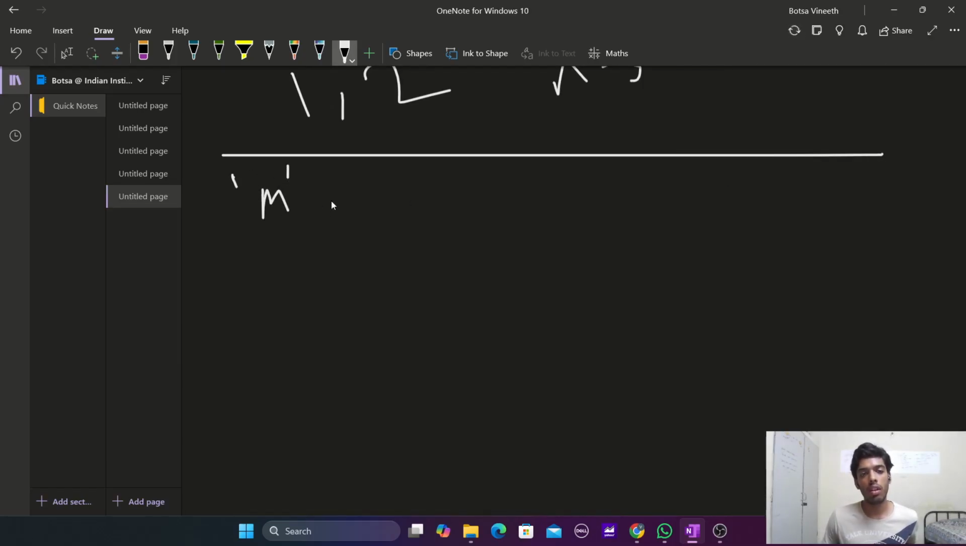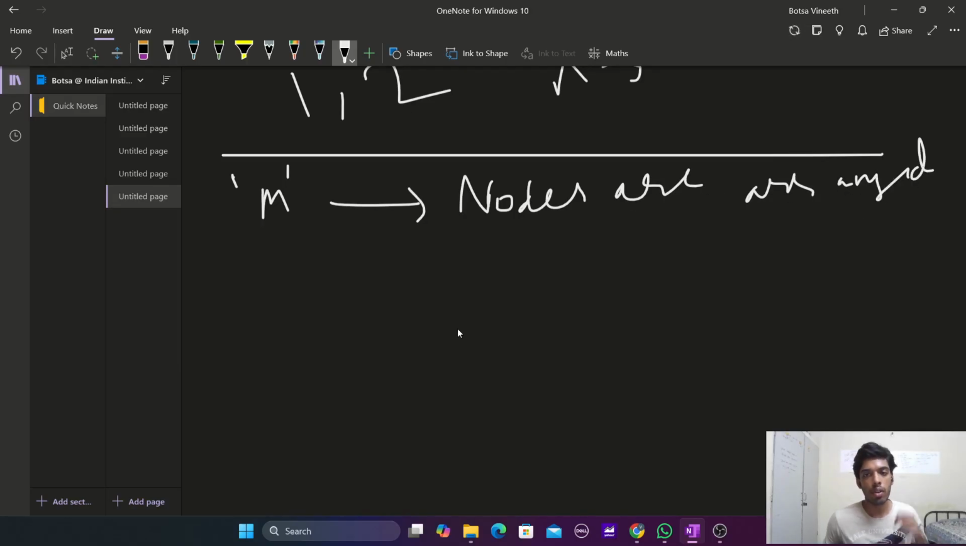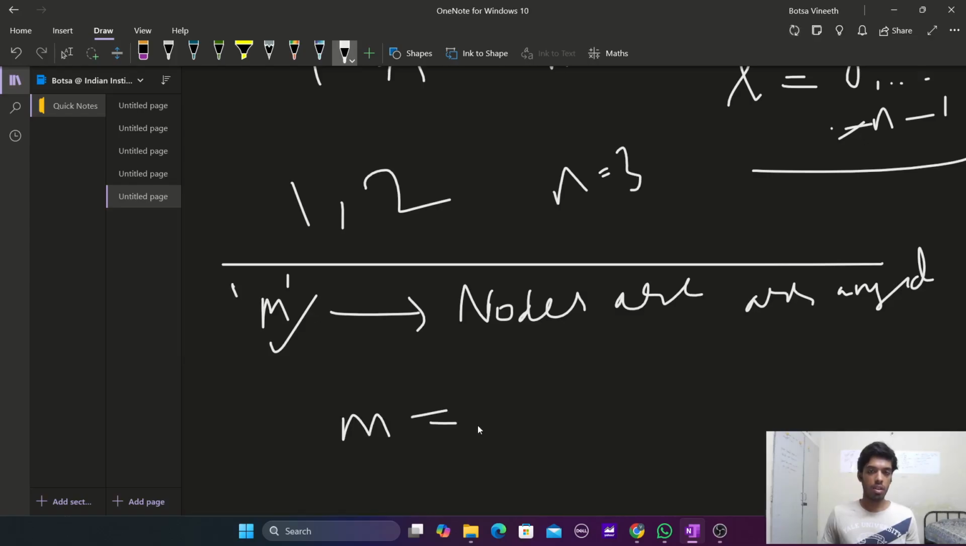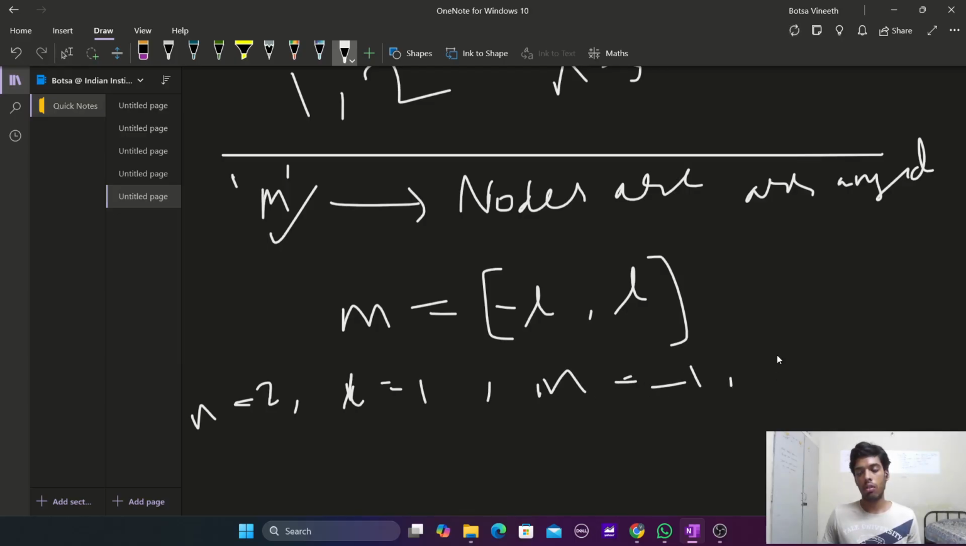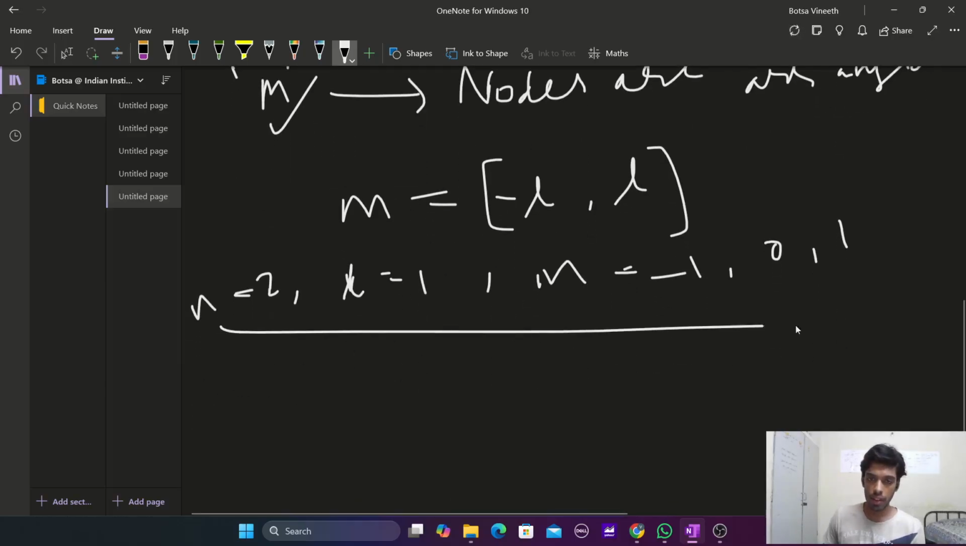And then comes M. M describes the way in which these nodes can be arranged, right? The way nodes are arranged could be radial and angular. So everything is distinguished by its particular M. And M generally takes values from minus L to L. So say n equal to 2, then L is 1, then M is minus 1 or 0 or 1. And this n, l, m define an orbital.